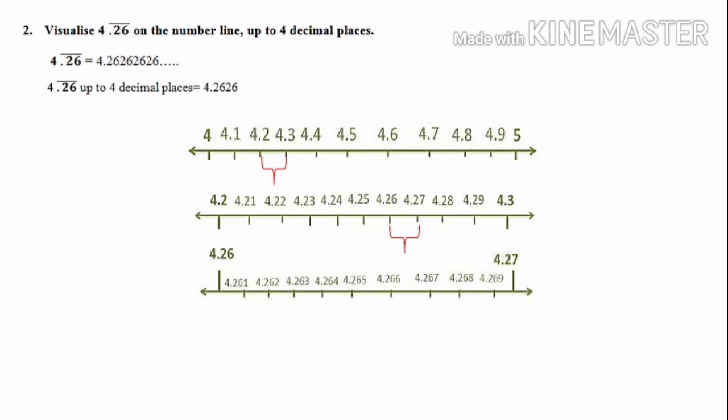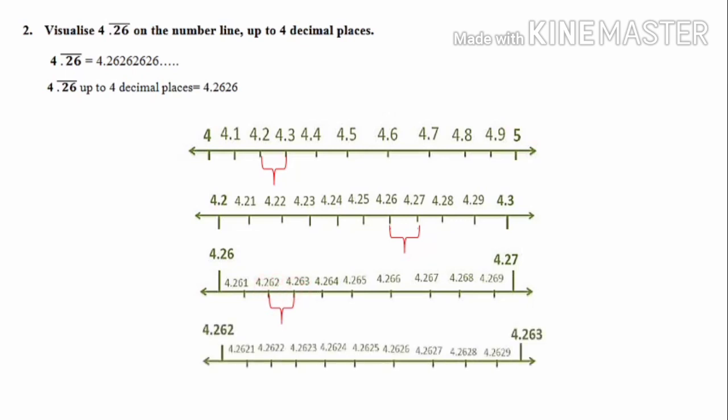Then we have to divide the space between 4.26 and 4.27 into 10 equal pieces, that is 4.261, 4.262, 4.263, 4.264, 4.265, 4.266, 4.267, 4.268, 4.269. Now up to 3 decimal places we have marked. Again we have to check 4.2626. Where is the position? So 262 is the first 3 digits. Here 4.262 is here, which means our number 4.2626 is in between 4.262 and 4.263.